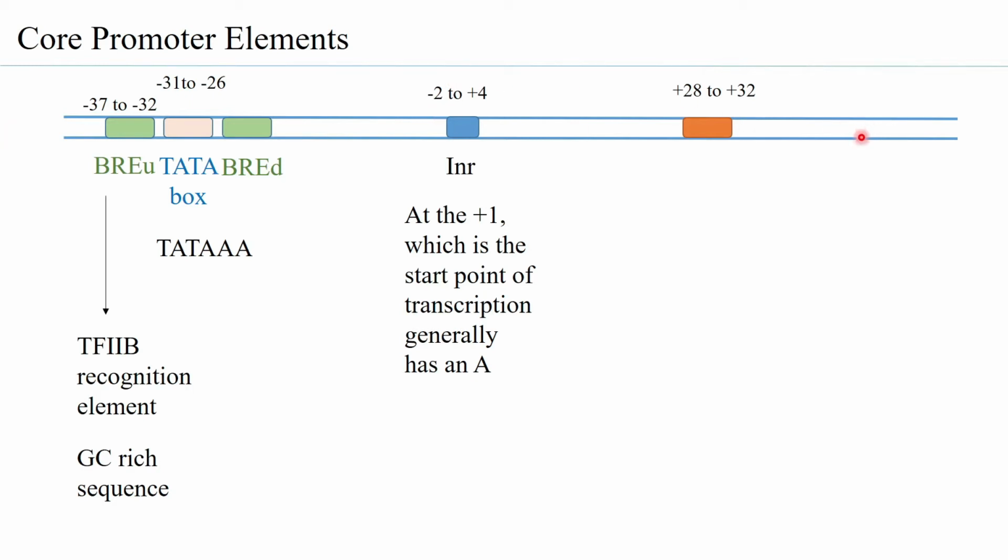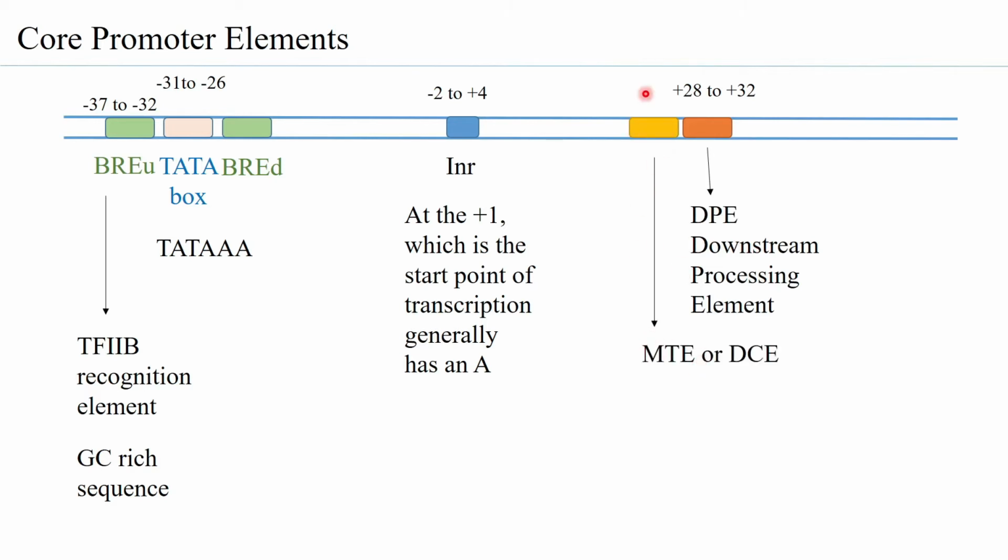Now we come to a motif that is present downstream of the start point. It is very clear that the core promoter elements in eukaryotes can be present both downstream as well as upstream, so the promoter elements are actually around the start point of transcription. The motif present between +28 to +32 is called the downstream processing element, which may be preceded in many promoters by another cis element called MTE, or if there is no MTE there may be what is called DCE, which is present even upstream of the MTE per se, but of course downstream of the initiator region.